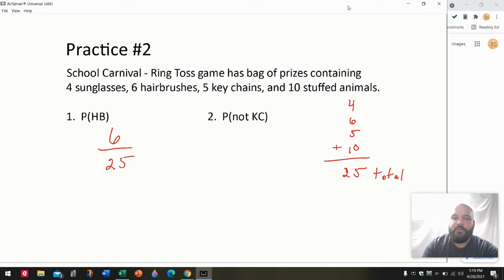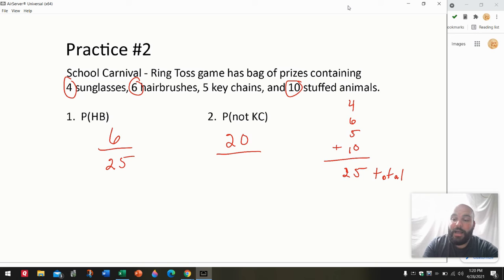Now they want to know, for part 2, what is the probability of not picking a keychain? So in other words, anything but a keychain. So let's look at what is not a keychain. We have 4 sunglasses, 6 hairbrushes, and we have 10 stuffed animals. Those are not keychains. So how do we account for all that? Well, you have to add all those numbers up. So 4 plus 6 is 10, and 10 plus 10 is 20. So there are 20 objects that are not keychains.